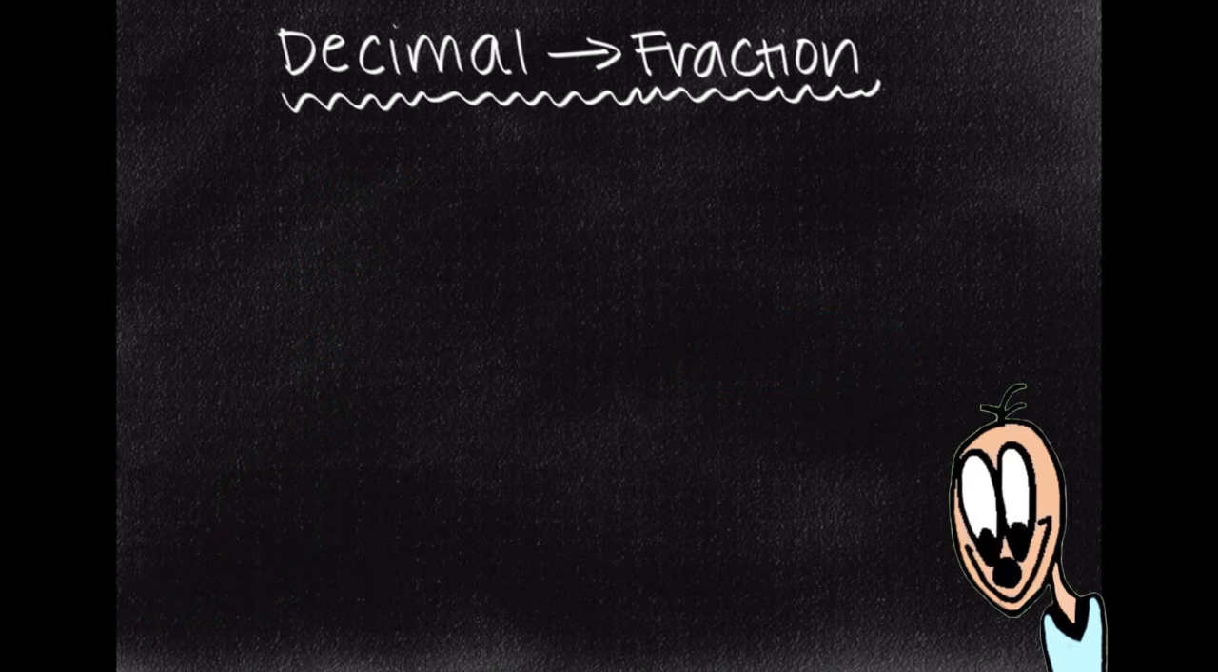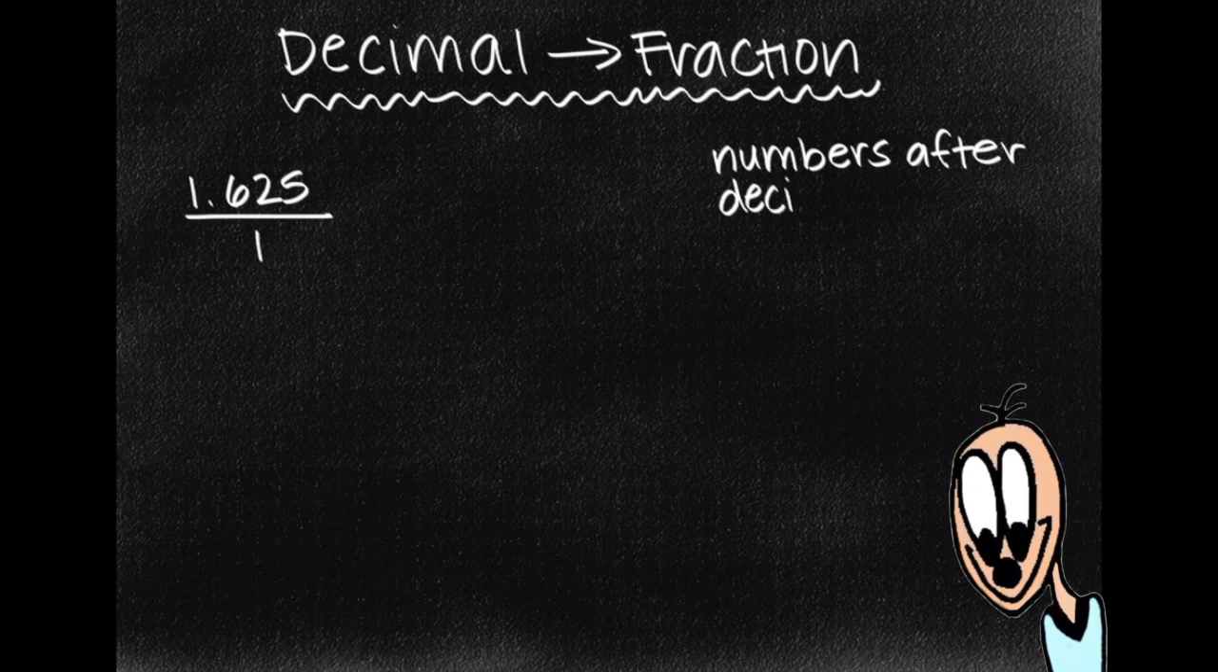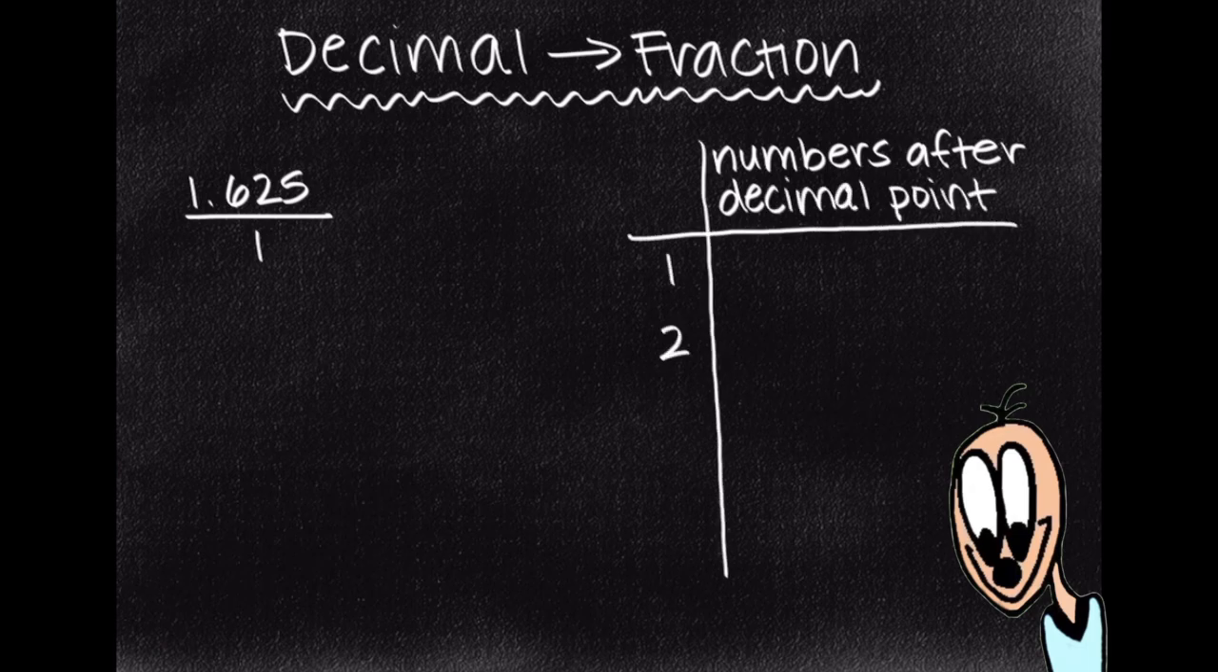So for our second example, let's take the decimal 1.625. And just like we did last time, we are going to start by putting it over 1 to make it a fraction. So now we have 1.625 over 1. So our next step is to look at our table to determine what we need to multiply the numerator and denominator by so that we can get rid of that decimal in the numerator.